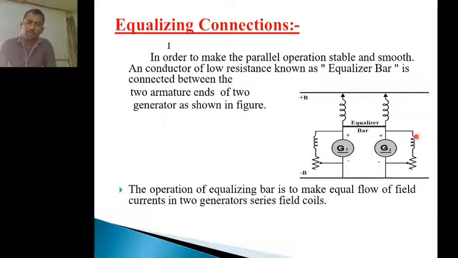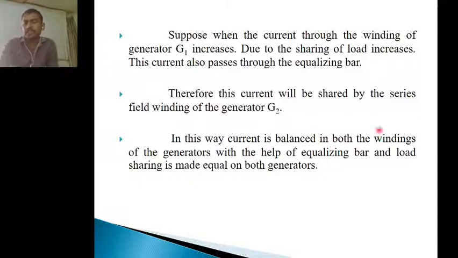For equal sharing of the load, we can use one conductor of low resistance and connect it between the two ends of the armature windings. This equalizing bar makes the equal sharing of the load. How? Suppose the load shared by generator G1 increases; this current also passes through the equalizing bar. Because of the sharing, that current will pass through the equalizing bar itself. Therefore the current will be shared by the series field winding of the generators.